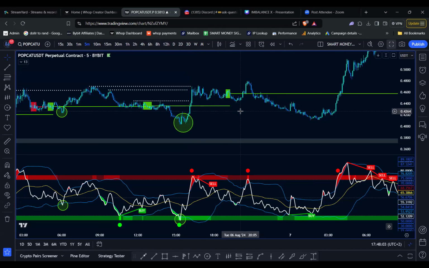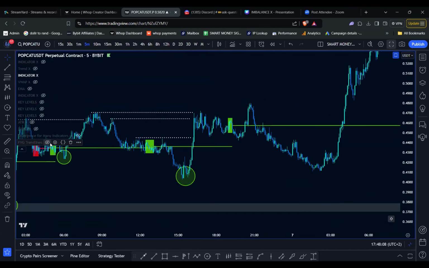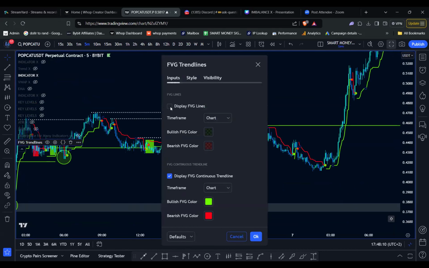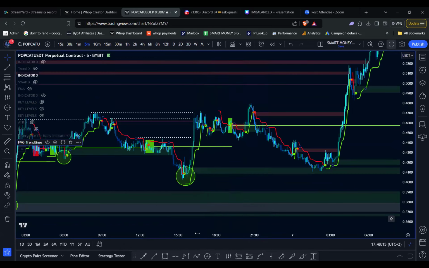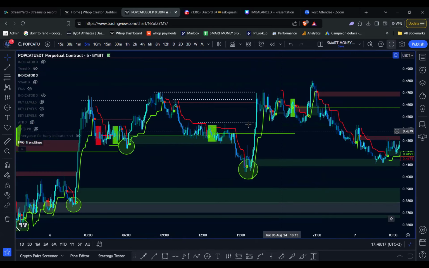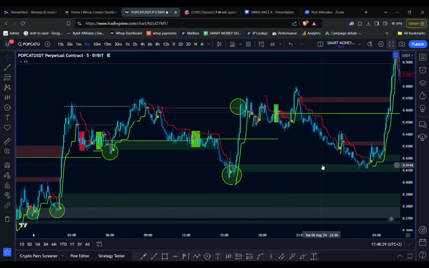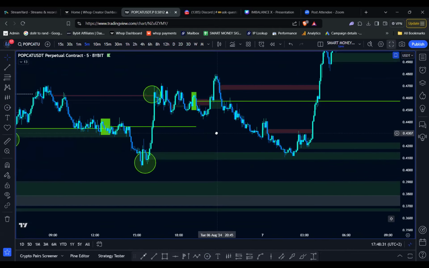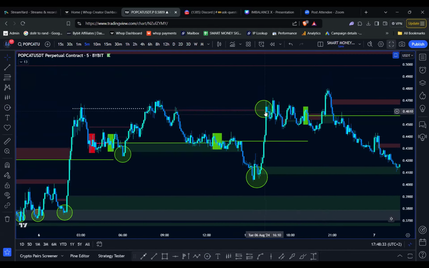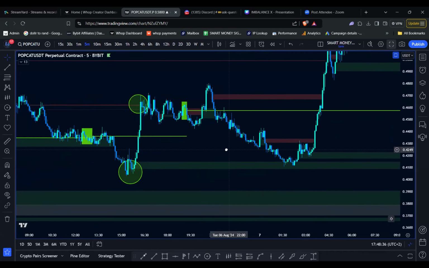I haven't even turned on this area here, displaying the fair value gap lines, which is part of the indicator as well. And we could also target those if you're looking for exit points. You can see that it works wonders. Here would have been a nice exit point over here. Obviously, I don't want to have too much on the chart because it'll just make it confusing to see. But there you go. We could purely use these as exit points, and they work out great.